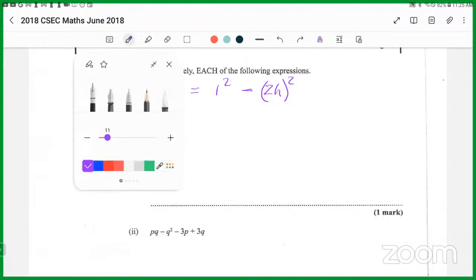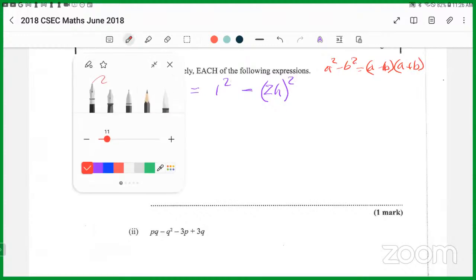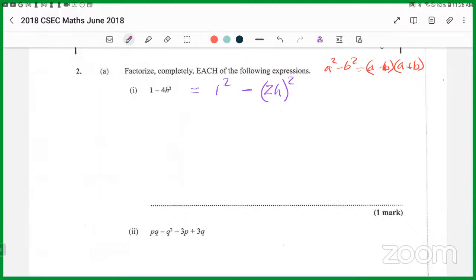Let's remind ourselves of the rule. Again, every time, more maths equals better maths. a squared minus b squared equals the difference of the numbers, a minus b, times the sum of the numbers, a plus b. So the difference of the numbers times the sum of the numbers, as simple as that. This becomes equal to the difference of the numbers. This is the a and this is the b. So 1 minus 2h times the sum of the numbers, 1 plus 2h. And that is it, done.